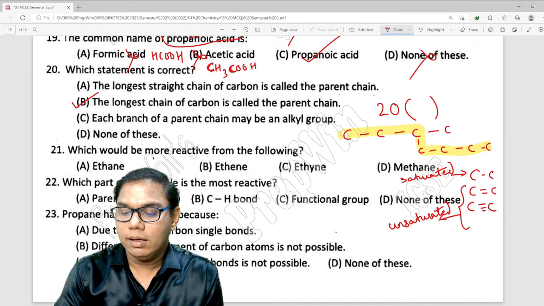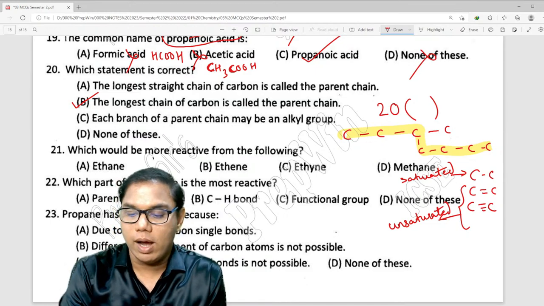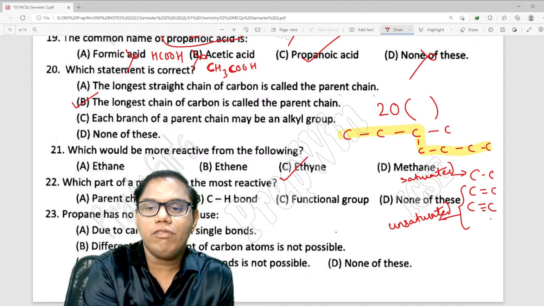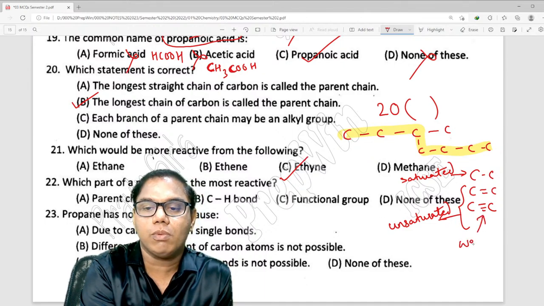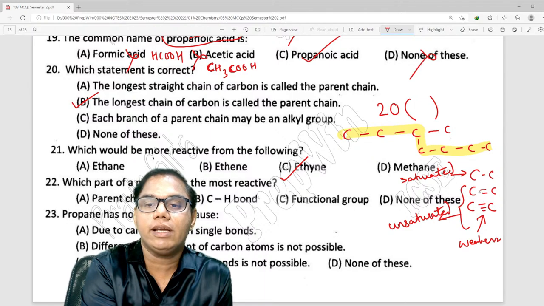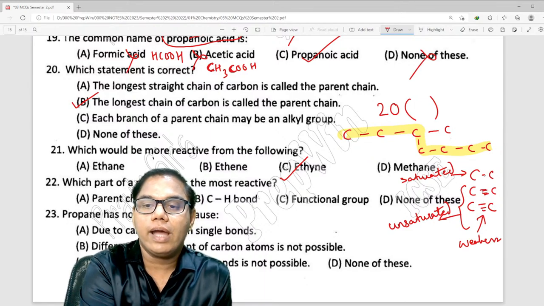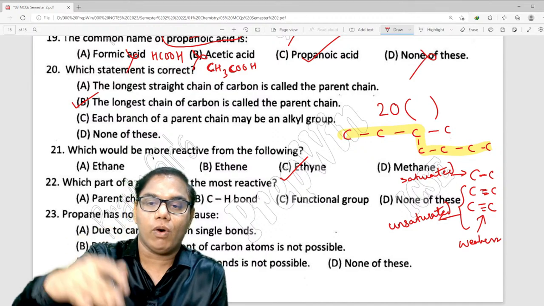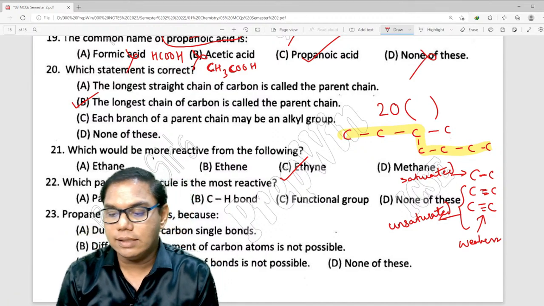Which one is more reactive? Definitely triple bond. Bahut weak bond hota hai. This is the weakest bond, in teeno mein se weakest. This is weak, and this is, we can say, a strong bond, in comparison of all these three. So correct answer is ethyne.